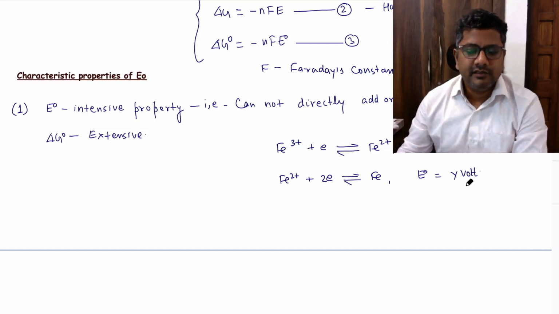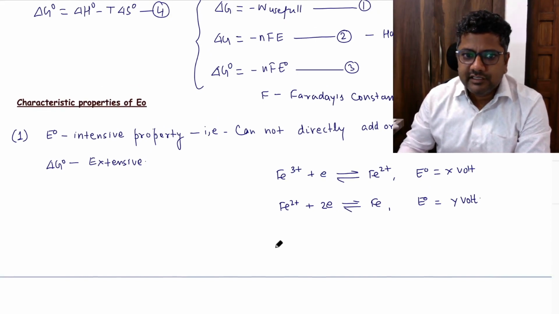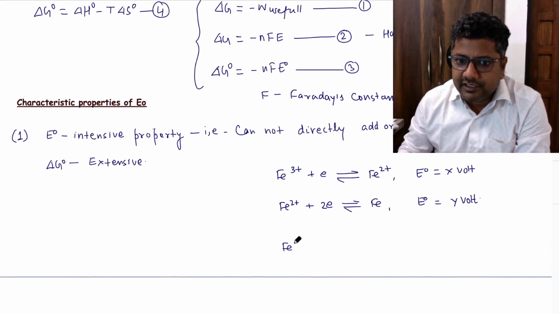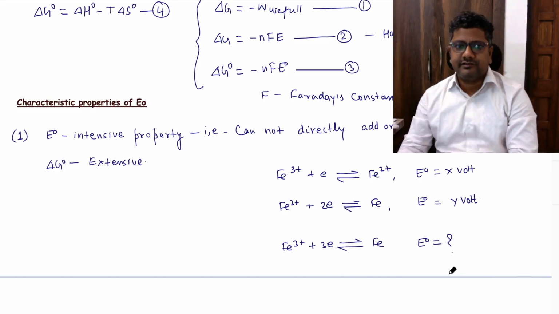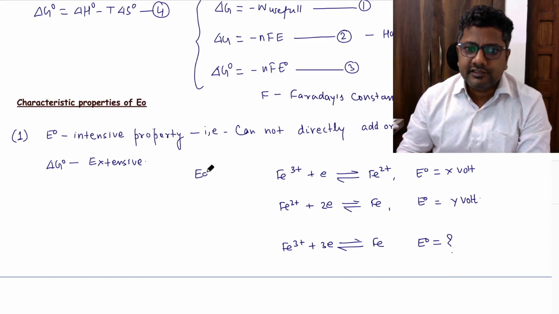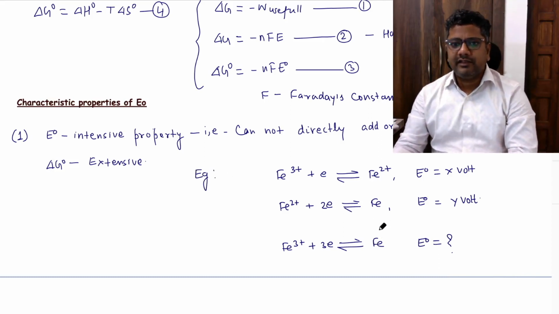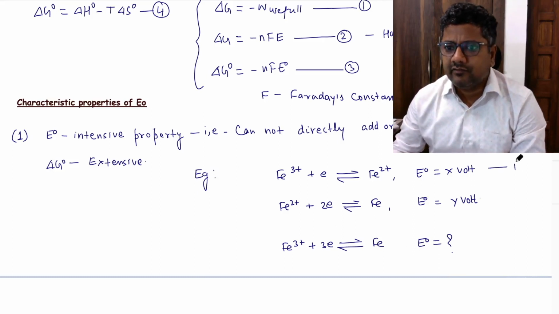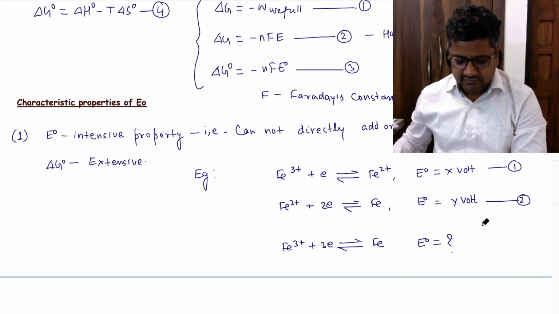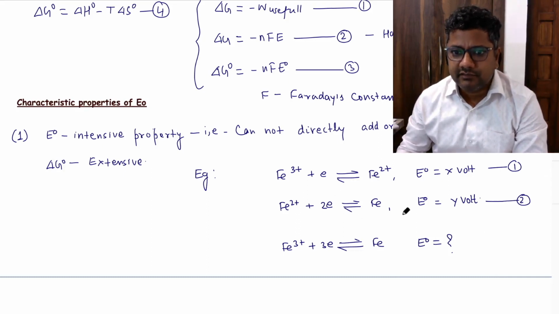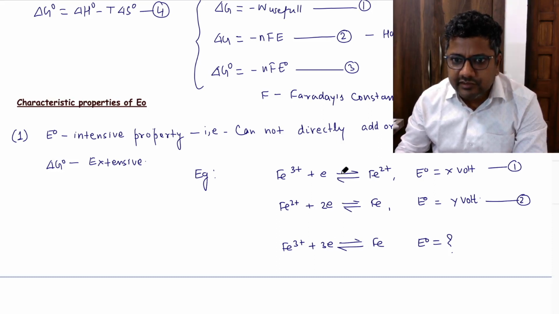volt, right? Suppose the question is asked: Fe3 plus plus 3 electron gives Fe, what is E naught for this? See, this is an example. So what will happen? Usually, see, this is equation 1 and this is equation 2. So from thermodynamics, on adding equation 1 and equation 2, we are getting this equation.